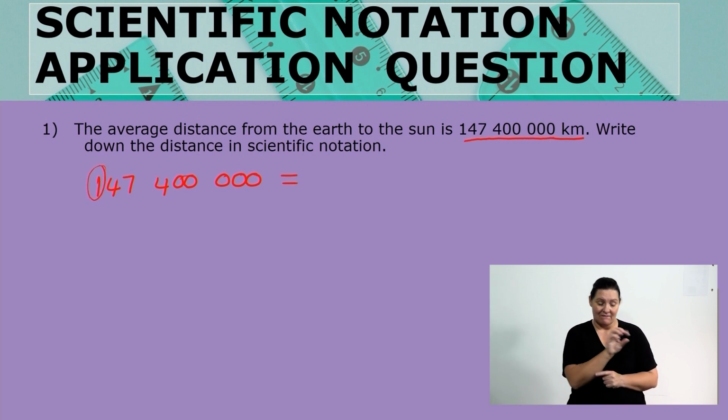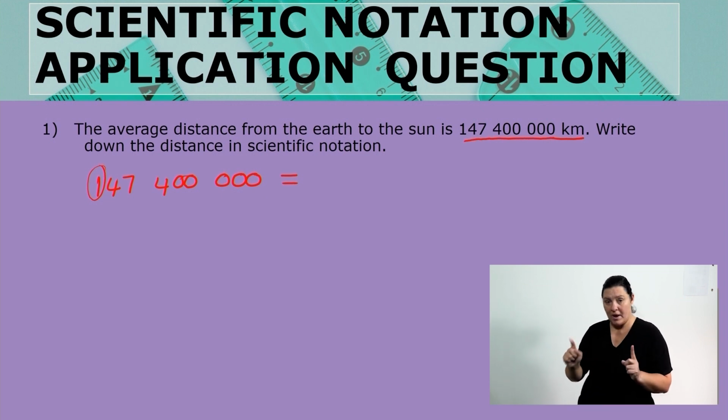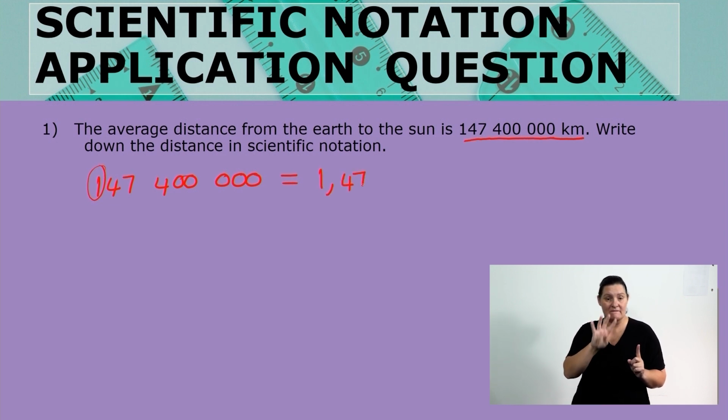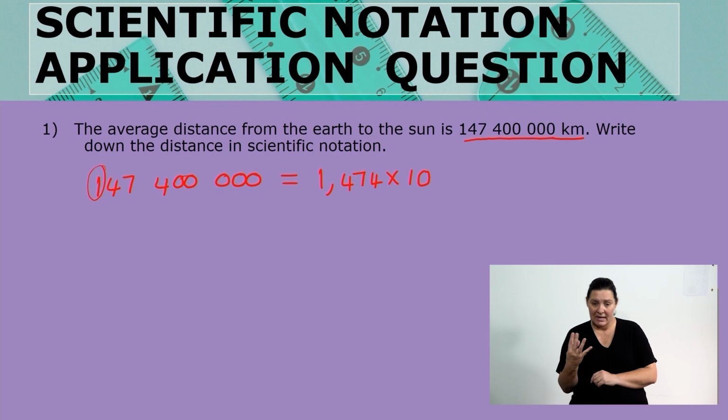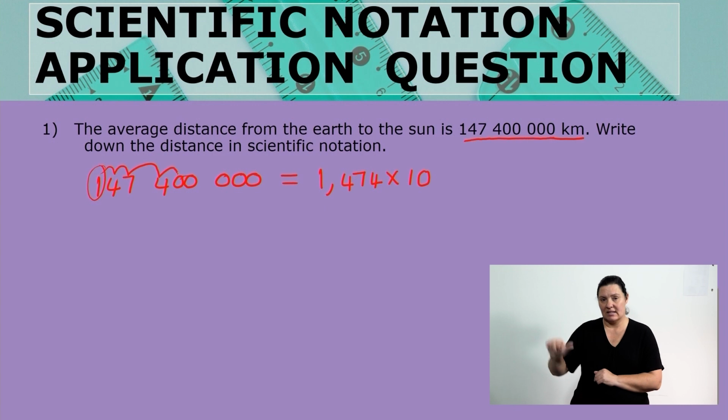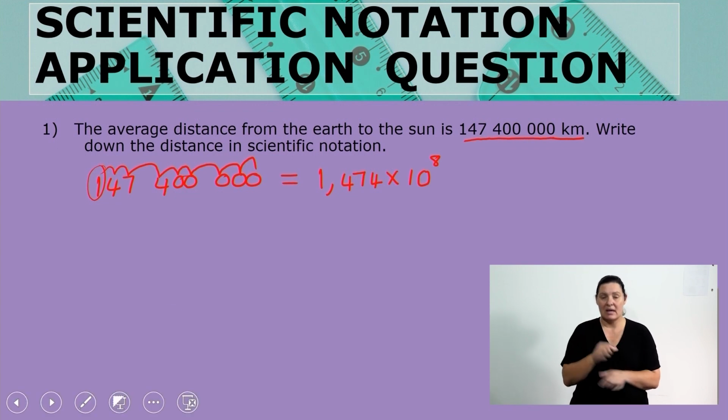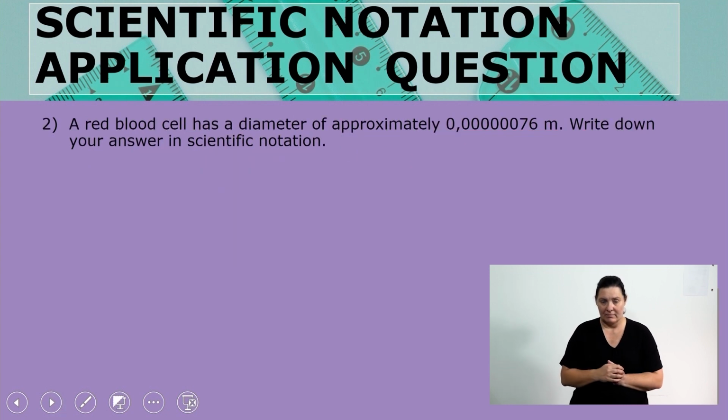Remember, we are going to move this first number, which is in the 100 million position, to the ones. So we are going to say our answer is 1,474, and we are going to multiply it with our base to the exponent. That is going to be 1, 2, 3, 4, 5, 6, 7, 8. So we are going to have an exponent 8. And that is our number in scientific notation.